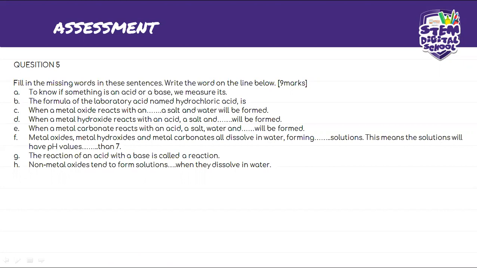Okay, all right. I will read that for you. Question 5a, to know if something is an acid or a base, we measure its what? So you put your answer there. I will repeat it again. For each question, I'm going to read it twice so that you will be able to answer, because I understand your problem. Number 5a, to know if something is an acid or a base, we measure its what?